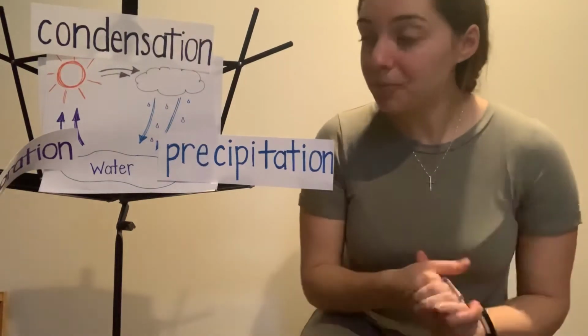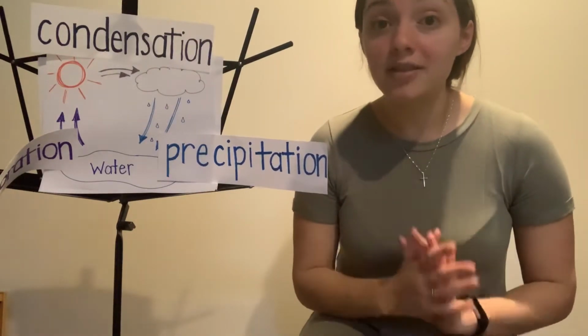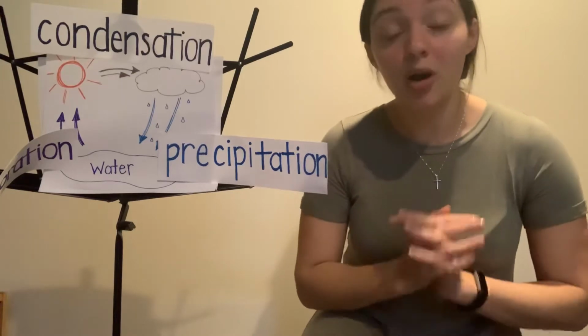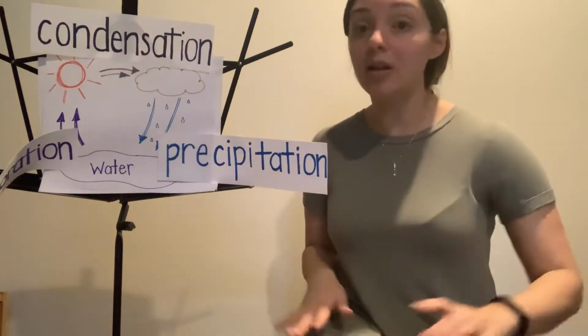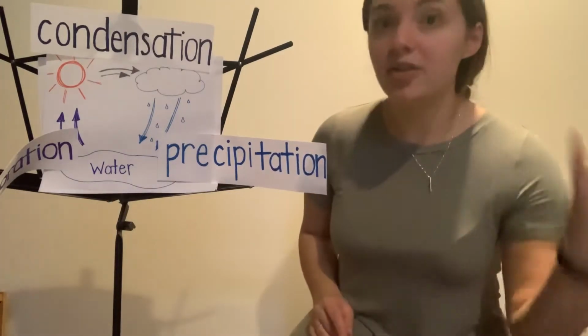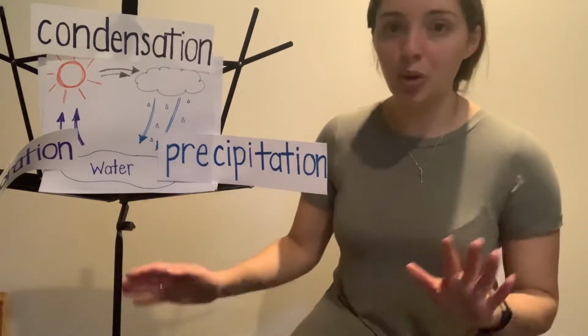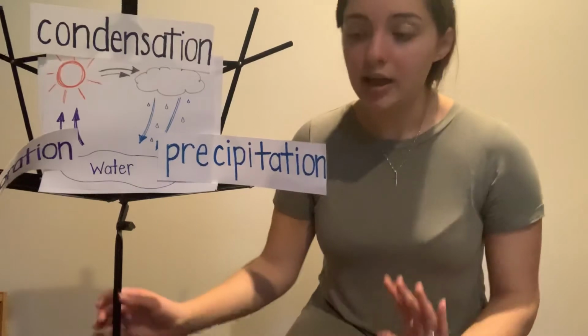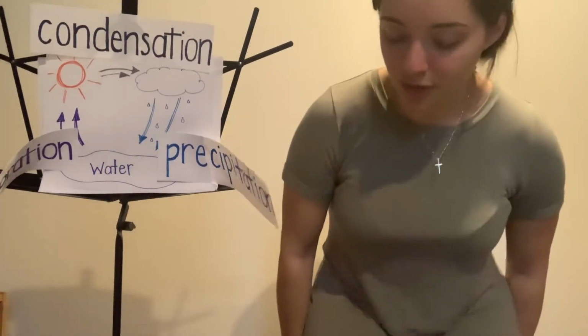Precipitation. So now the water has done all 3 parts of the water cycle. It has completed the water cycle. It got back down to the lake, which is the beginning, and it's ready to start the process again. So let's review what these words were. And then I have something else to share with you.